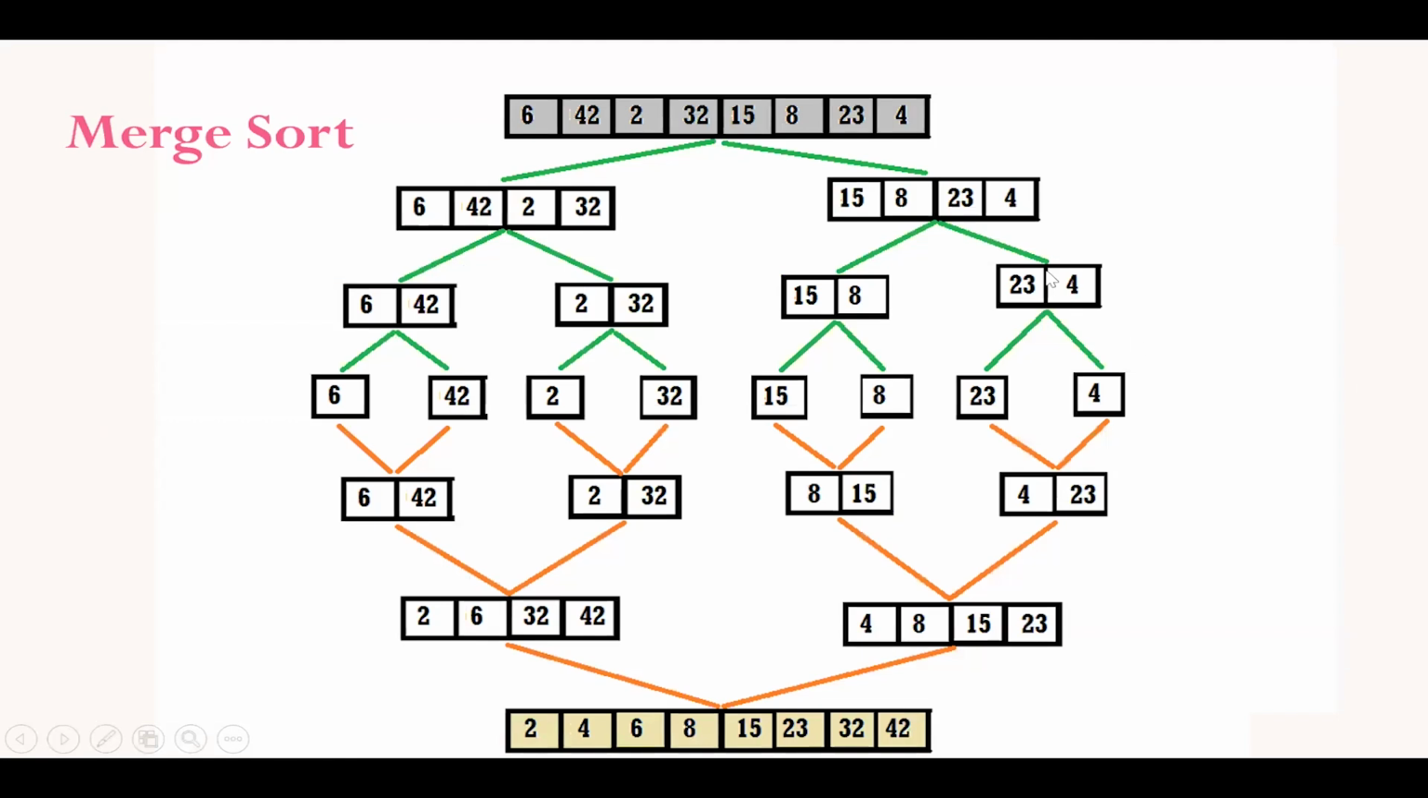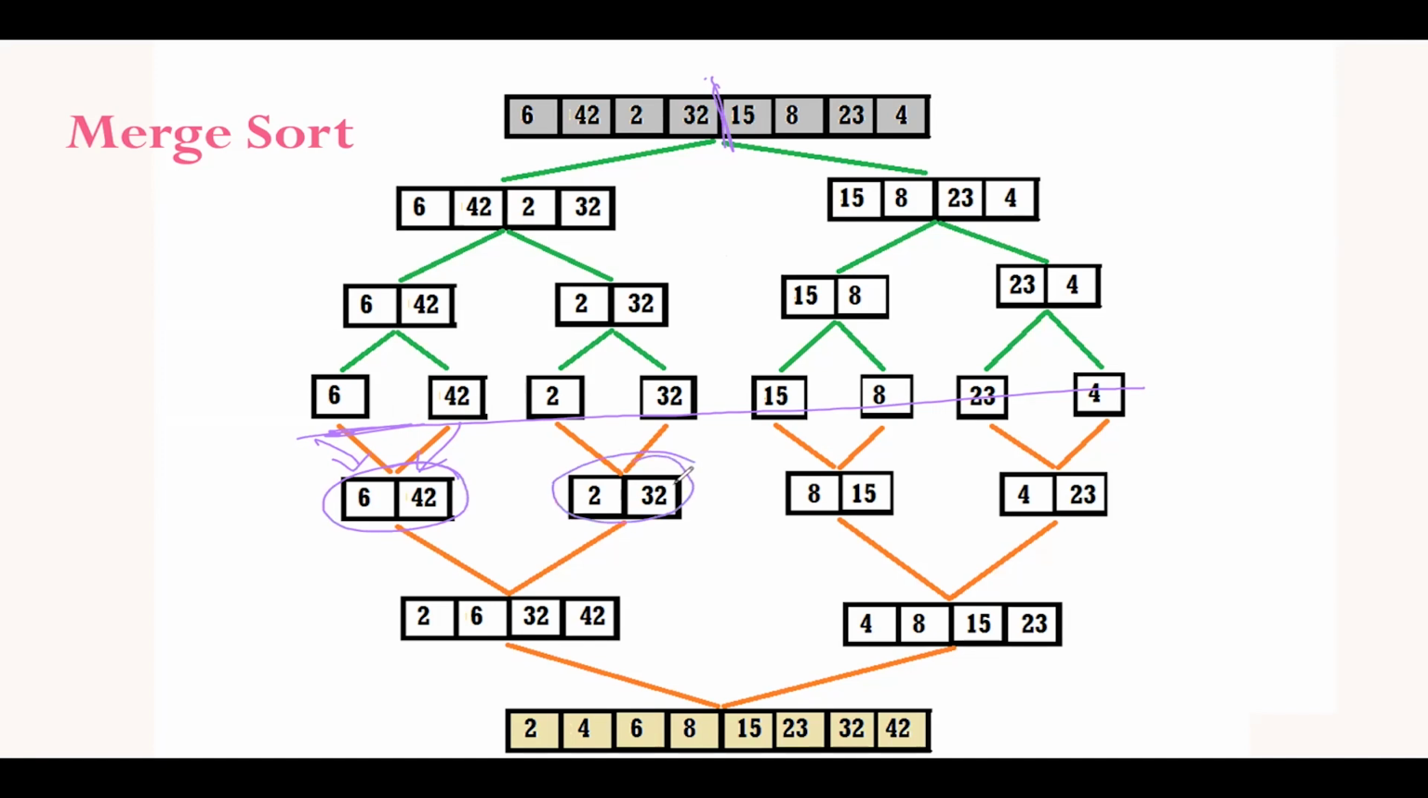Now, merge sort, as we all know, we take a middle value, and it works on the concept of divide and conquer. We are going to divide the array until we reach a single element. The moment we reach a single element, we start merging the array. When we are merging, we merge in a way that we get a new array which is sorted.